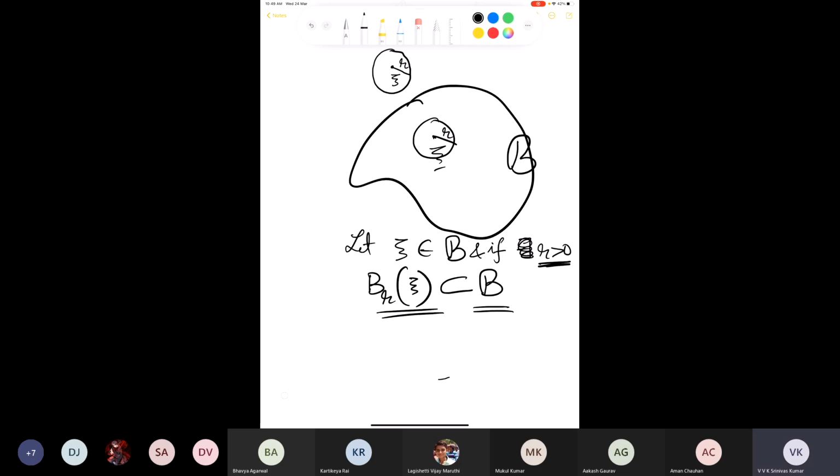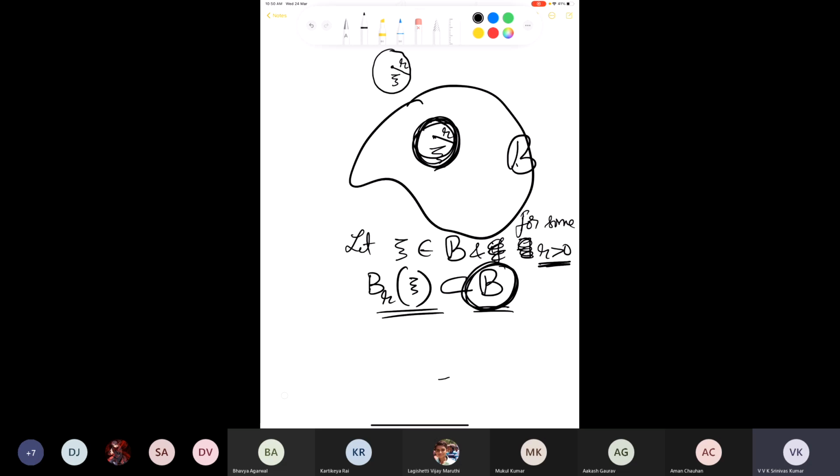For some R positive, what we have to show is that we can produce a ball which is entirely contained inside B. That is the meaning of showing that it is an open set. How to show that there exists such an R?